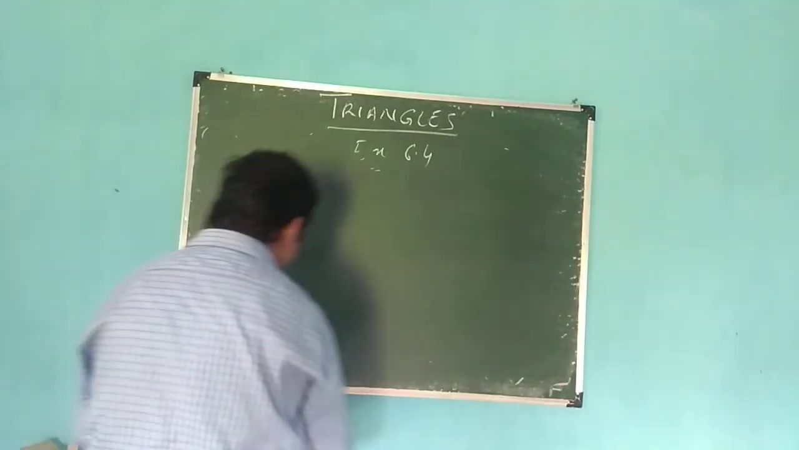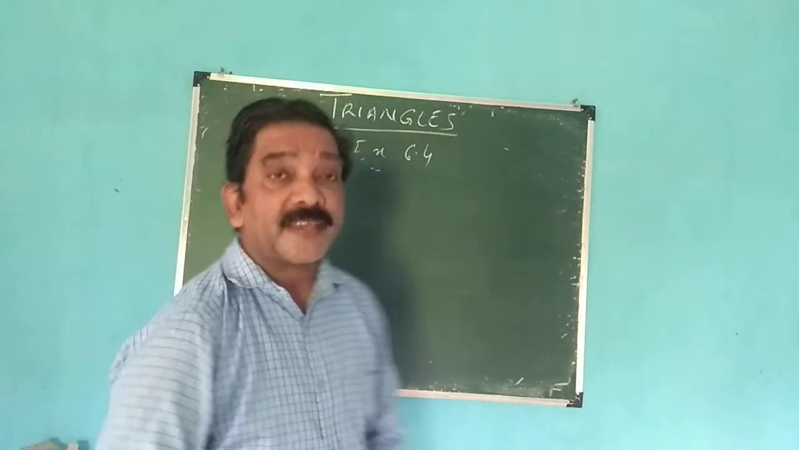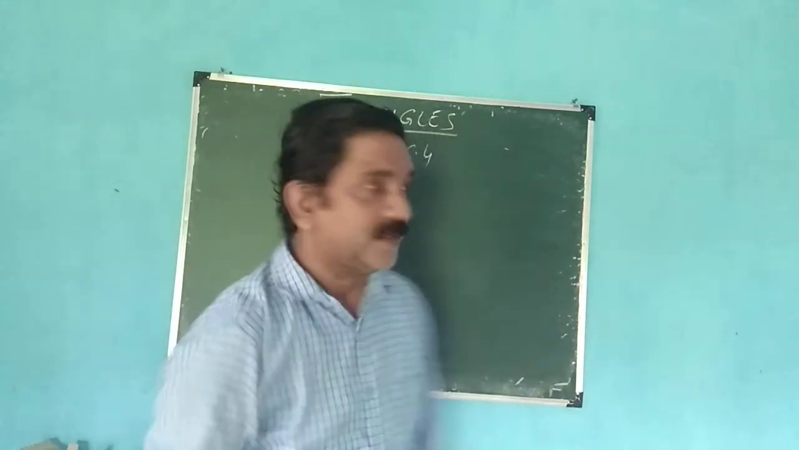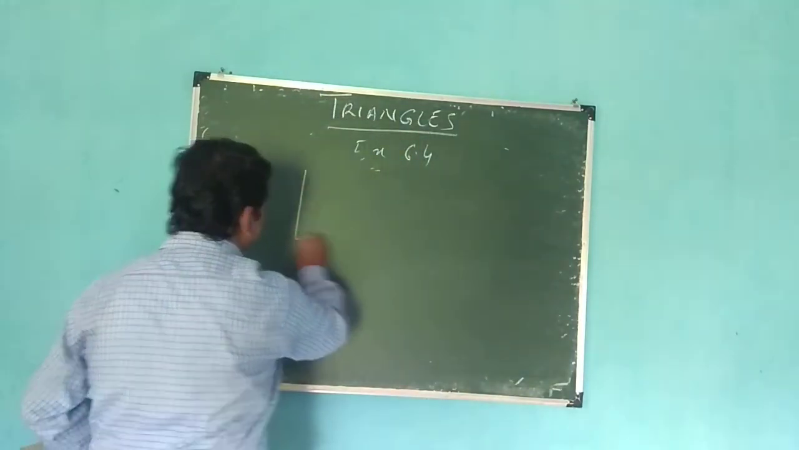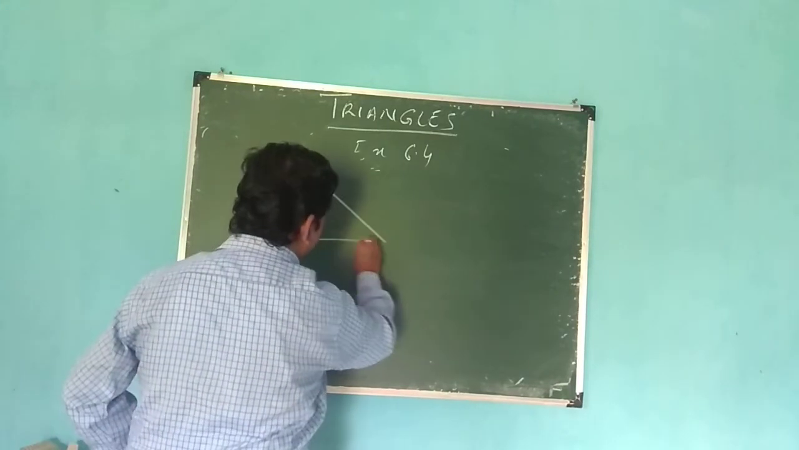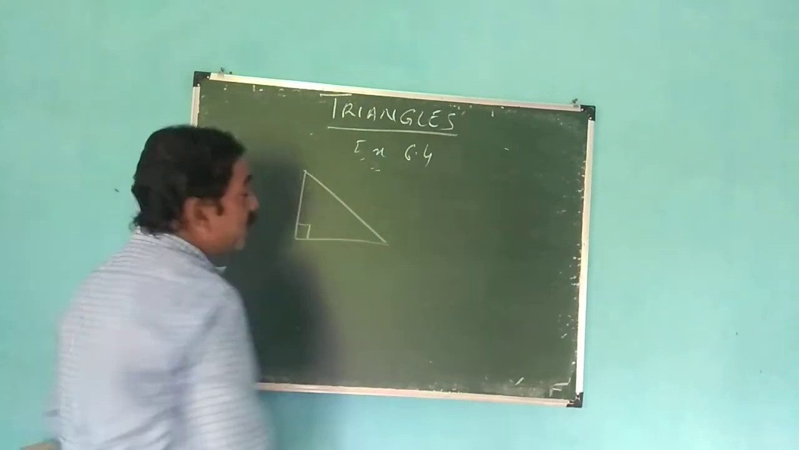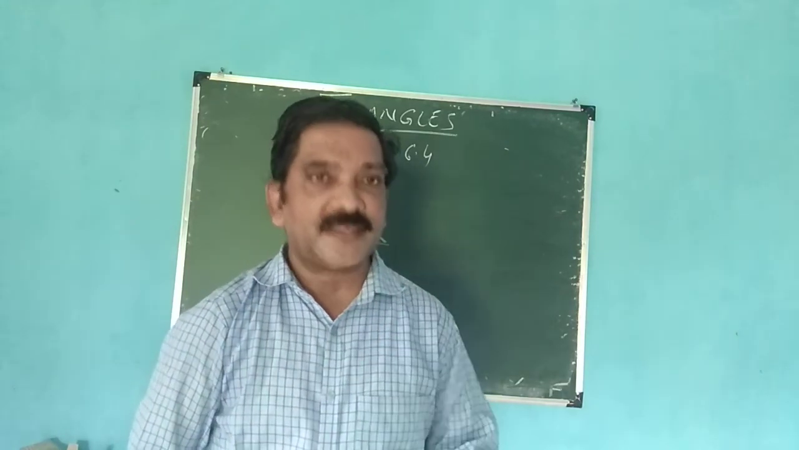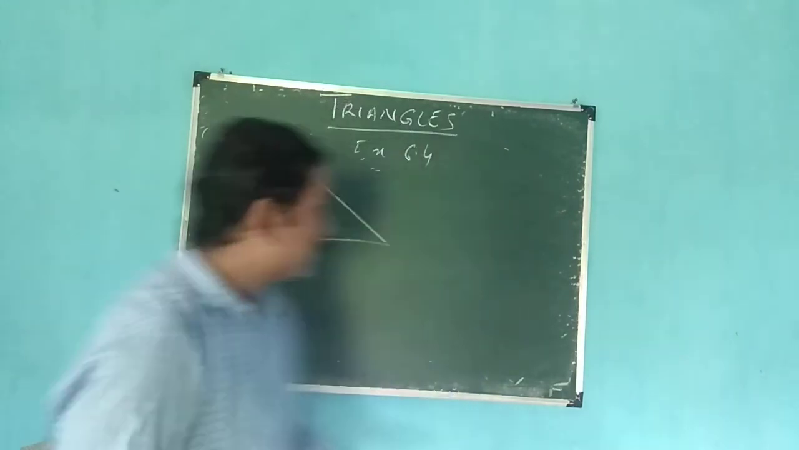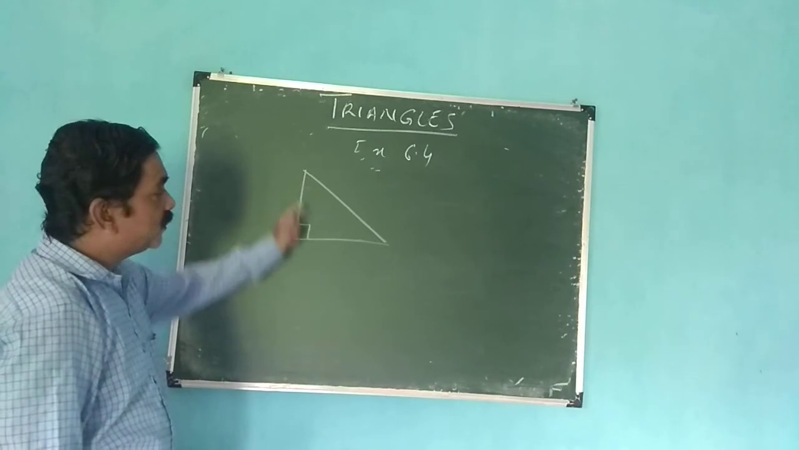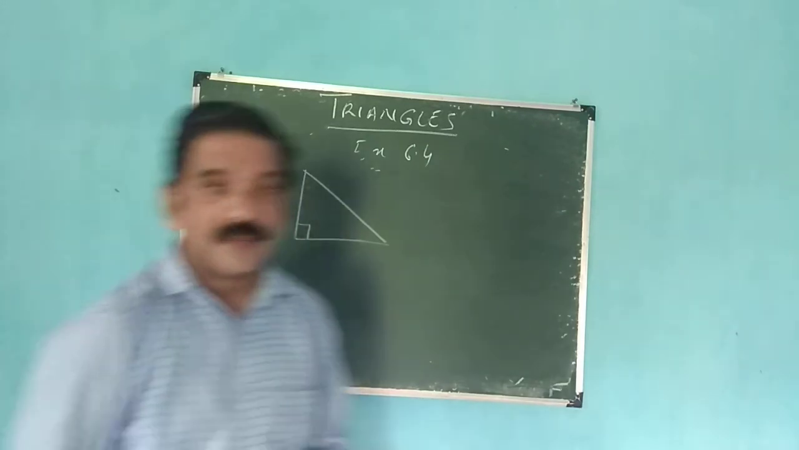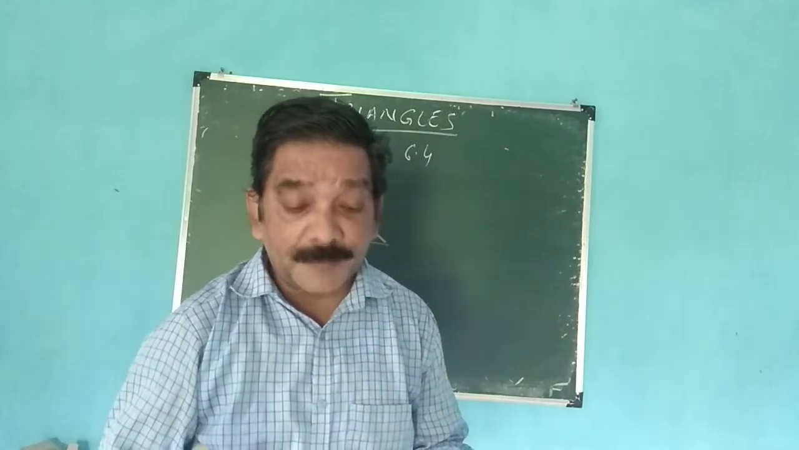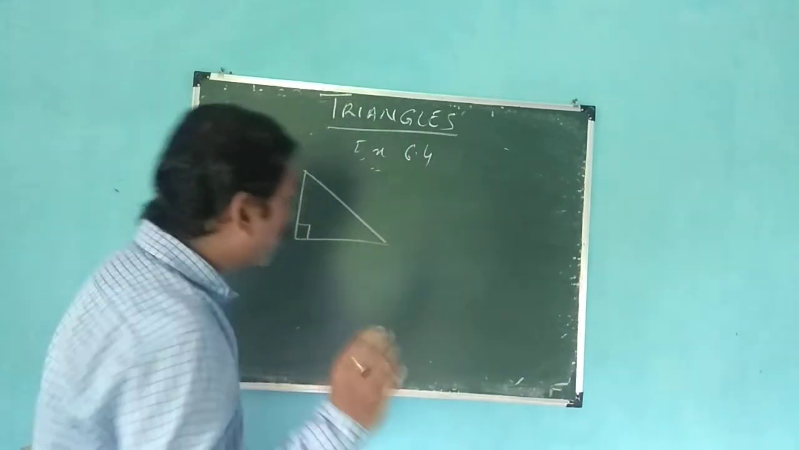What is a right angle triangle? A right angle triangle is a triangle whose one angle is 90 degrees. Alright? For example, in this case, this angle is 90 degrees, therefore it is a right angle triangle. Now, how can we apply Pythagoras property here? Now, what is Pythagoras property?